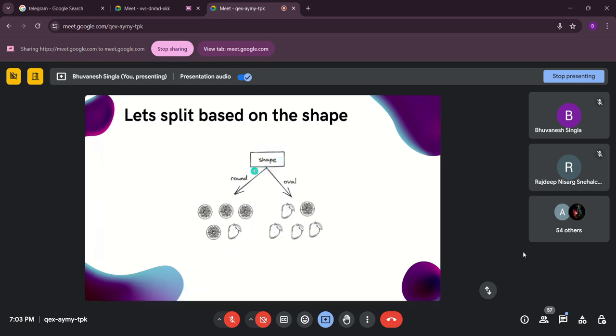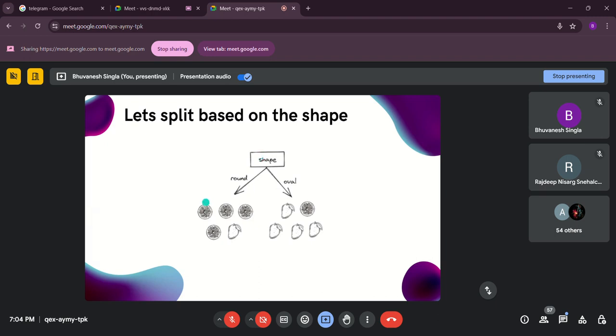So let's say we have split on the shape and we decide if it's round, we put it to the left. If it's oval, we put it to the right. Now we want to calculate the information gain we found based on this split here to see if this is a good split or not.